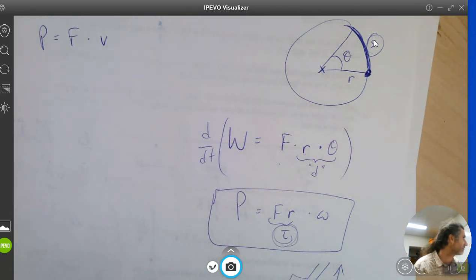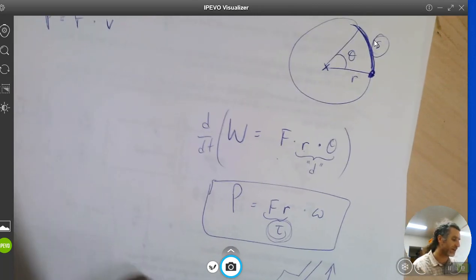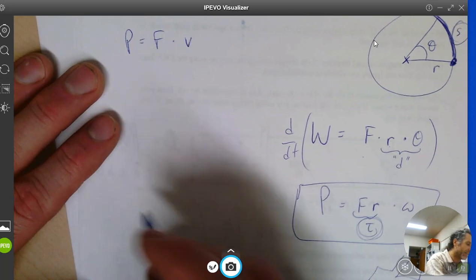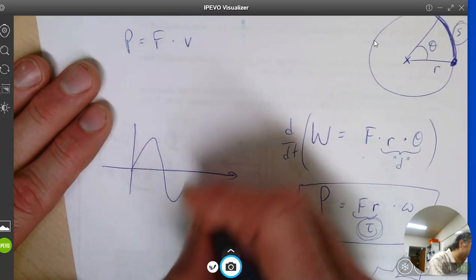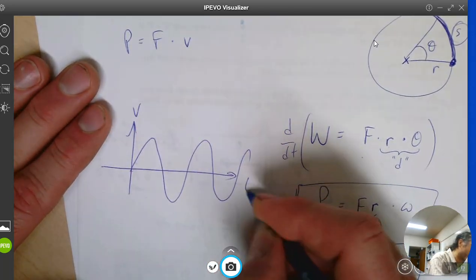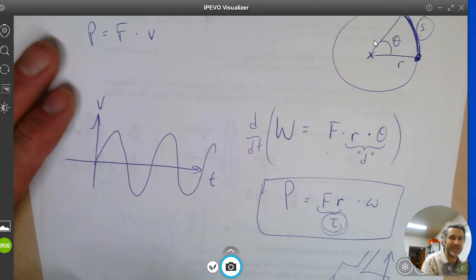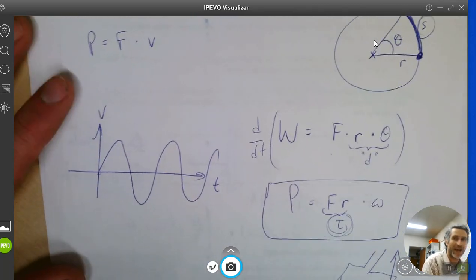Lastly, I'll just talk about what's called the root mean squared. This is an idea that if you have a voltage that's oscillating like this, so V is a function of time, you might be asked something like, oh, hey, what's the average voltage?